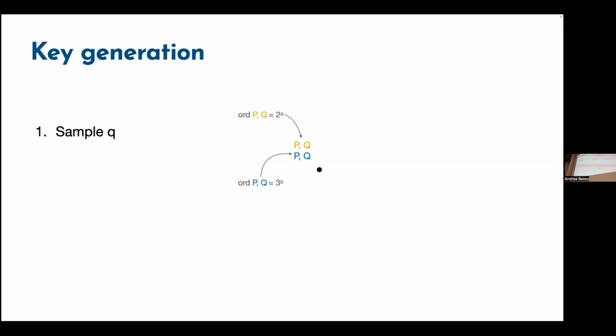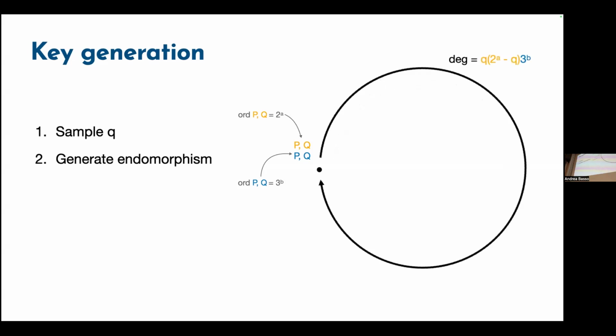Then we sample a random value q in the range from 0 to lambda, and then we generate an endomorphism that looks something like this, of degree q times 2 to the a minus q times 3 to the b. Because we choose the starting curve 1728, where we know the endomorphism ring, and it's a particularly nice endomorphism ring, we can easily generate endomorphisms of the right shape.